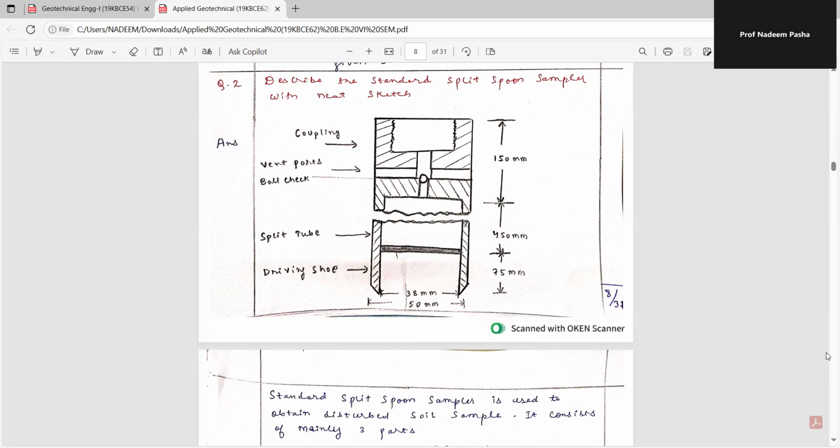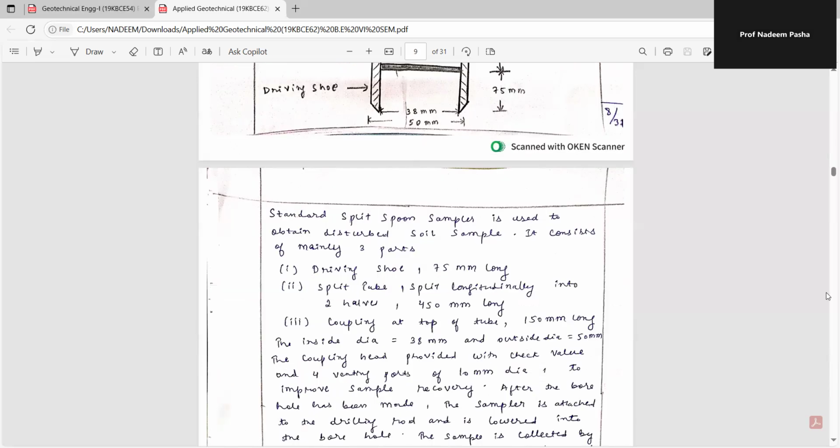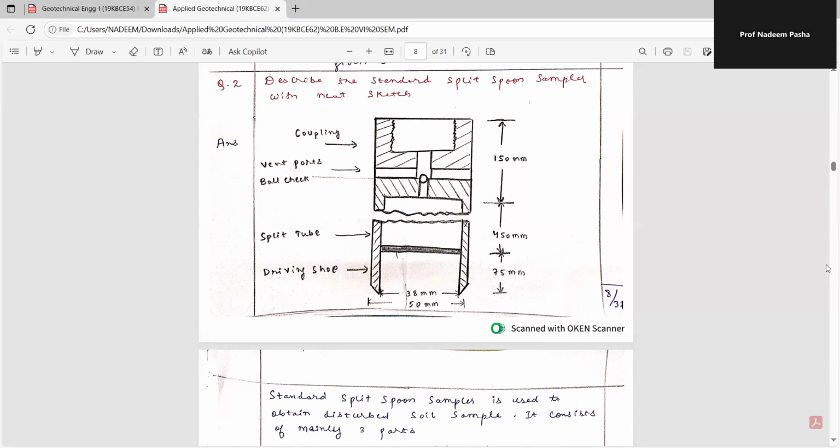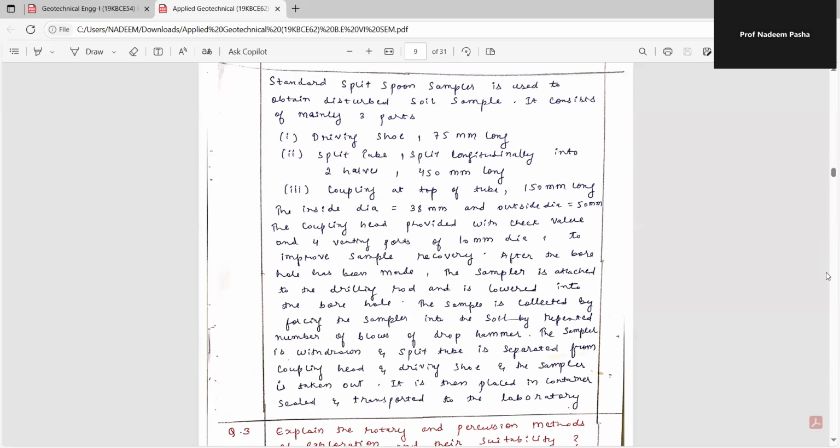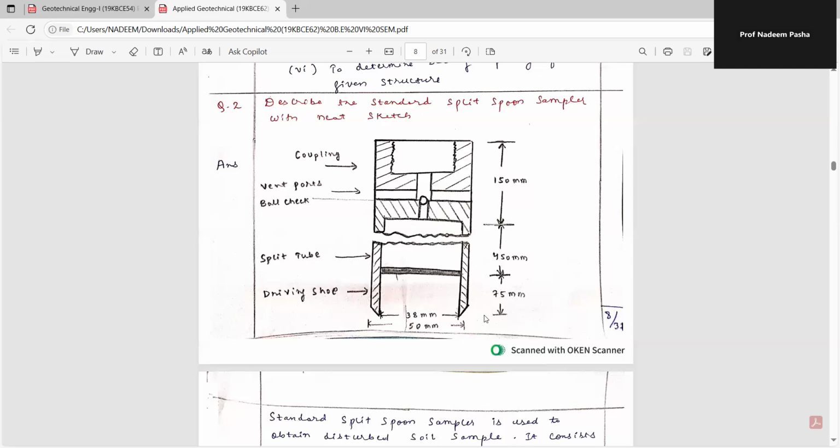It consists of mainly three parts. Number one, driving shoe, 75 mm in length. What do we call the driving shoe? This is the driving shoe, whose length is 75 mm.